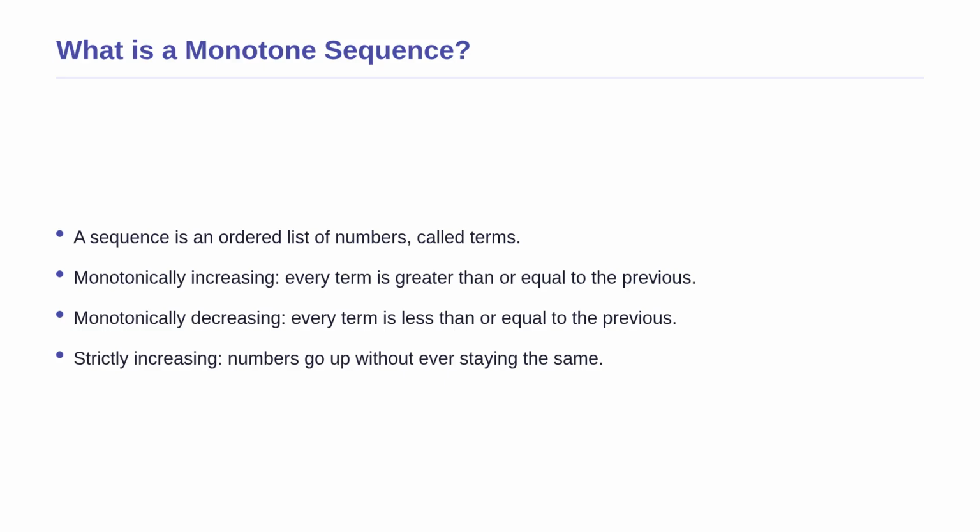Now that we have our staircase analogy, let us define this formally. In mathematics, a sequence is simply an ordered list of numbers, and we call each number a term. We say a sequence is monotonically increasing if every term is greater than or equal to the term right before it. In simple words, the list of numbers never goes down.